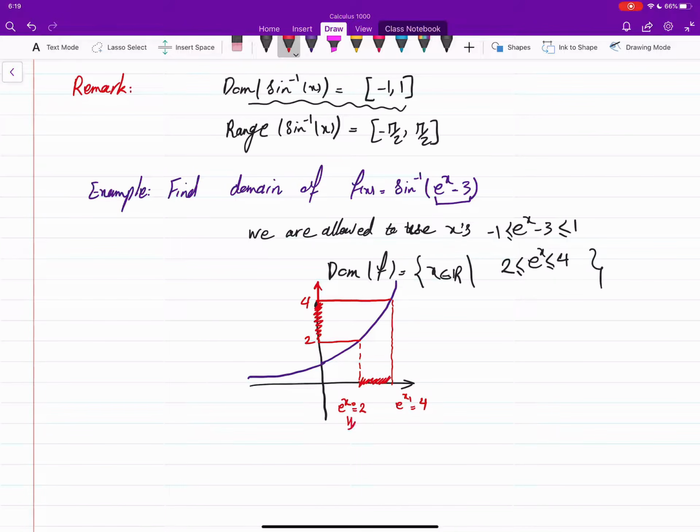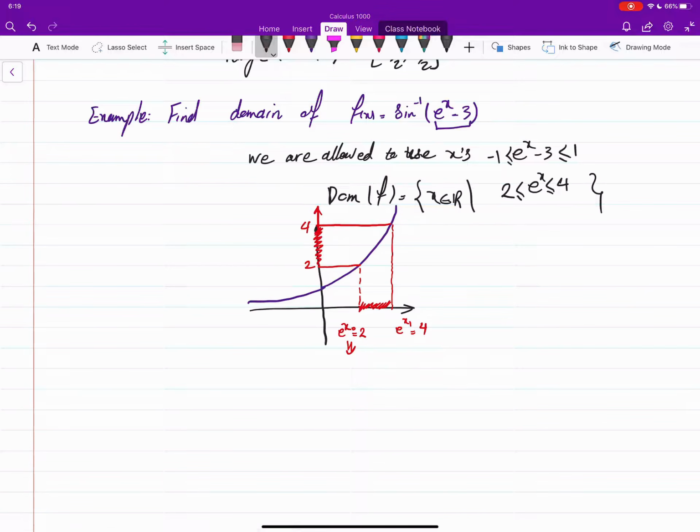But we already know how to solve these guys. This is just a very easy exponential equation. Find ln of both sides. It will give you x0 is ln 2, and from this you get x1 is ln 4. What we learned is that domain of f is all x's on real line such that x is between ln 2 and ln 4.